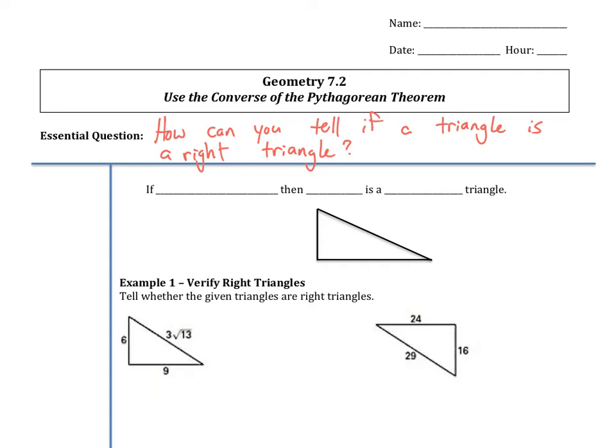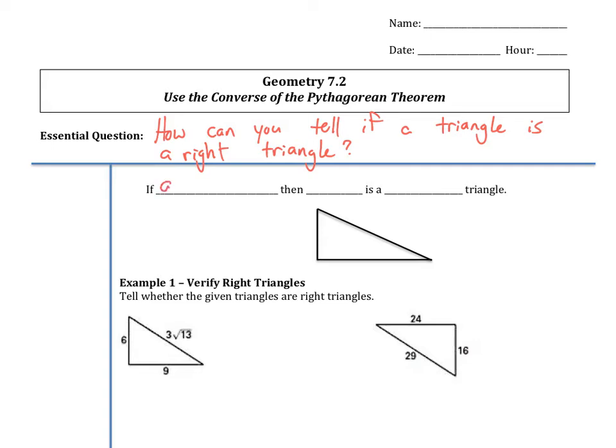All right, 7.2, we talk about the converse of the Pythagorean theorem. So the Pythagorean theorem is a squared plus b squared equals c squared. And we talked about that yesterday. Today we're going to find out how can you tell if a triangle is a right triangle. How do you know if it's right, obtuse, or acute? And that's what we're going to look at doing today.